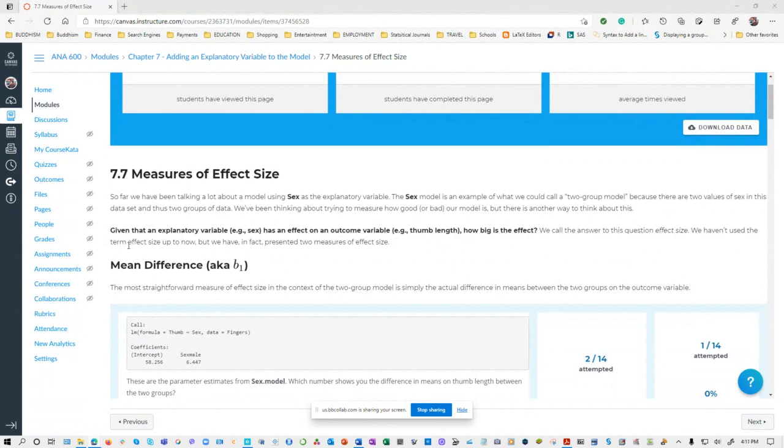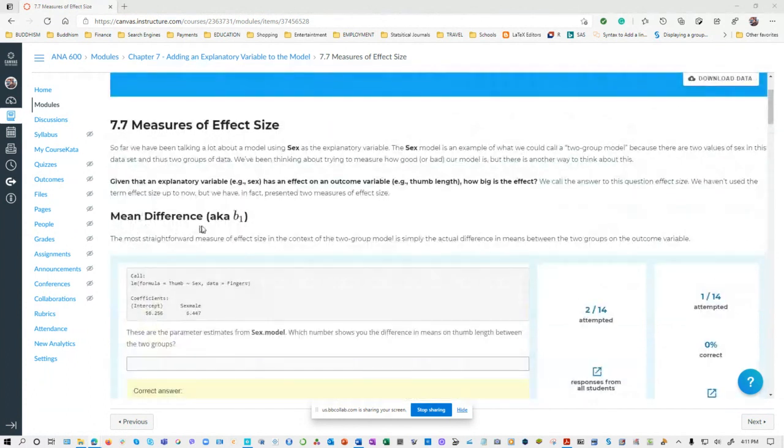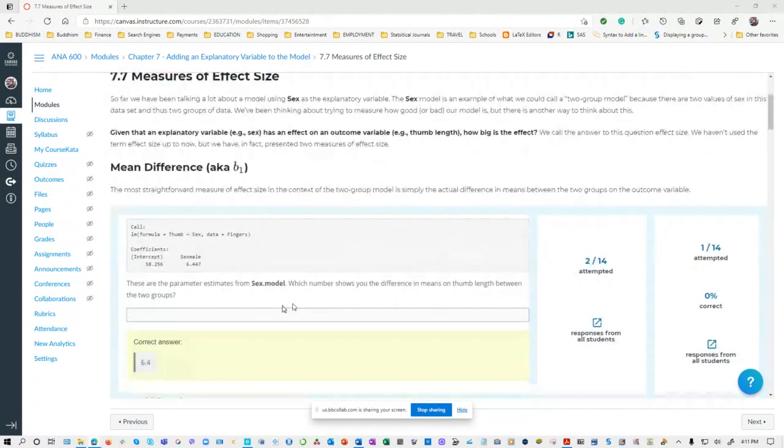We haven't used the term effect size up to now, but we have in fact presented two measures of the effect size so far. You can remember the mean difference, also known as B1. The most straightforward measure of the effect size in the context of a two-group model is simply the actual difference in means between the two groups on the outcome variable. You are looking for the actual difference in means between two groups on the outcome variable.